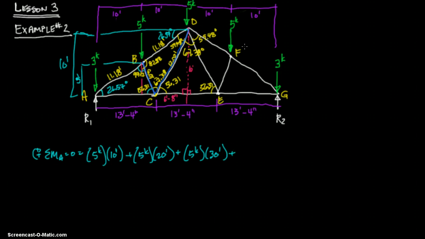And then we want to add 3 kips times 40 foot. And then finish off with add a negative R2 times 40 foot as well. And we want to go back through this and say 5 times 10 plus 5 times 20 plus 5 times 30 plus 3 times 40, divided by 40, and you get 10.5 kips.